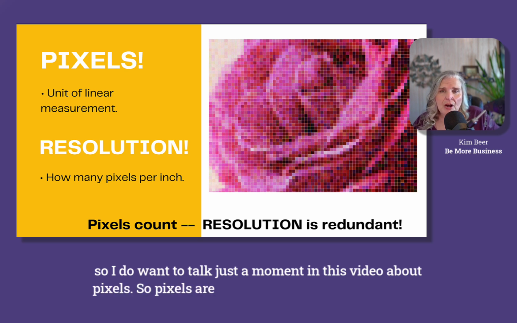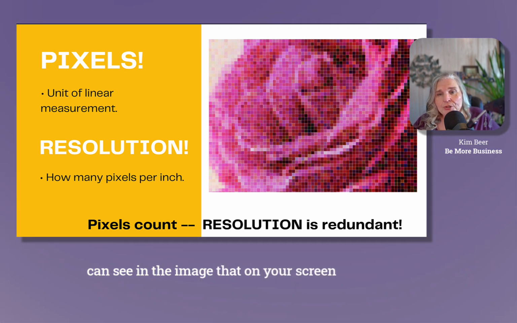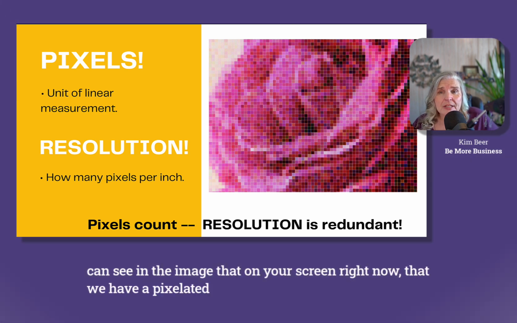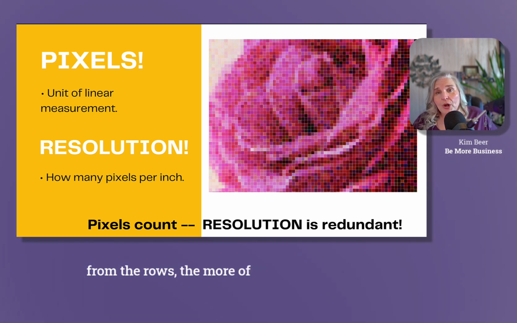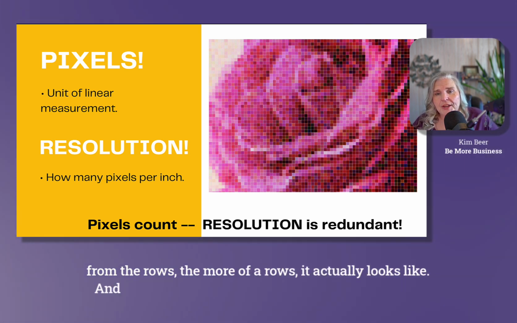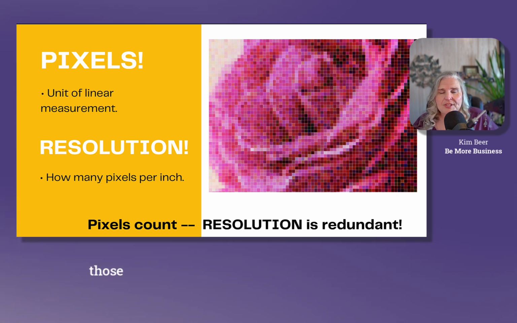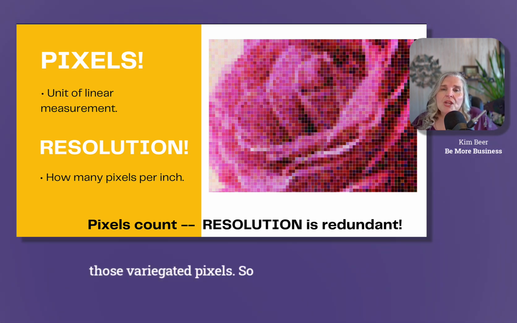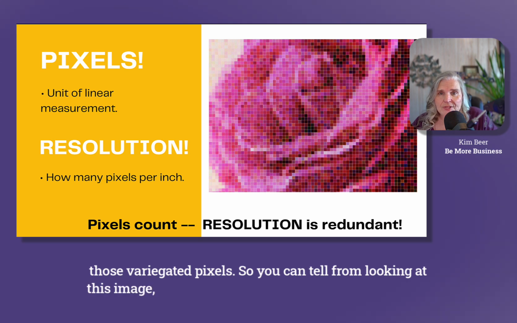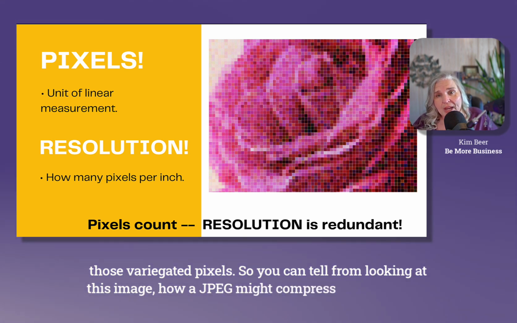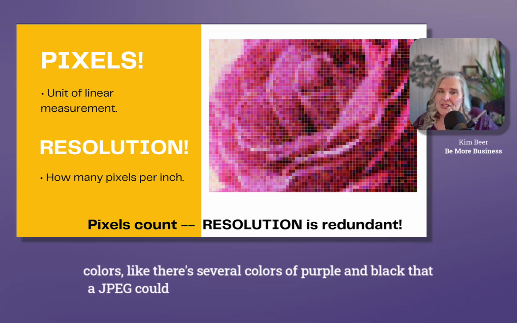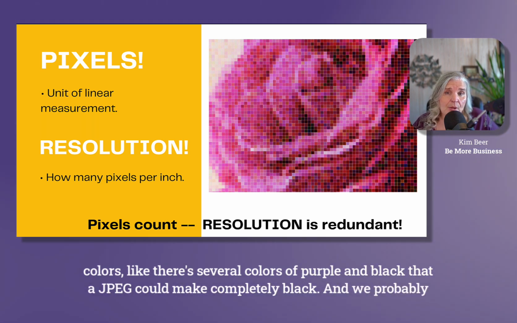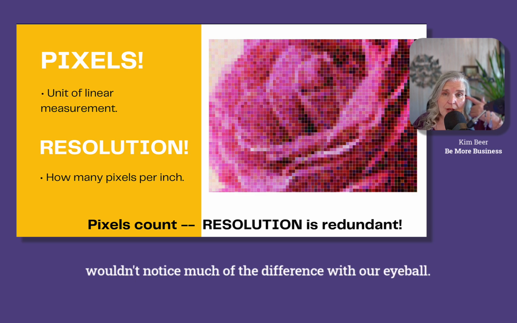All right, so I do want to talk just a moment in this video about pixels. So pixels are a unit of linear measure. And you can see in the image that's on your screen right now that we have a pixelated rose. Now, the further you get away from the rose, the more of a rose it actually looks like. And the closer you get to it, the more you can see just those variated pixels. So you can tell from looking at this image how a JPEG might compress those different colors. Like there's several colors of purple and black that a JPEG could make completely black. And we probably wouldn't notice much of the difference with our eyeballs.